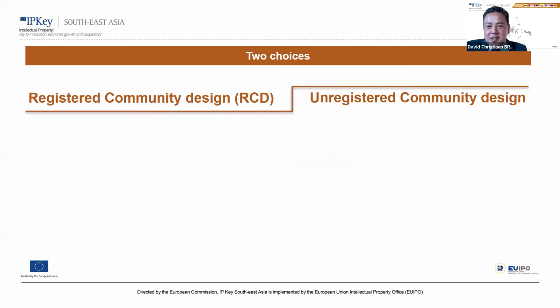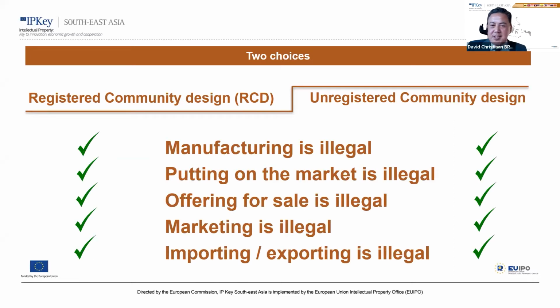Now, there are two design rights in Europe. One is called the registered community design, and the other one is called unregistered community design. So now do you think, why are there two? What is the difference? First, I will tell you what is the same for both, which is this. Manufacturing a product incorporating a protected design without consent of the proprietor is considered illegal. This is the first bit. This is the same for both.